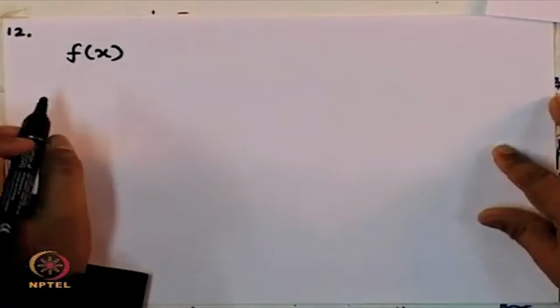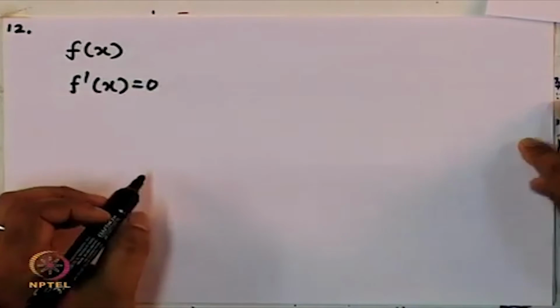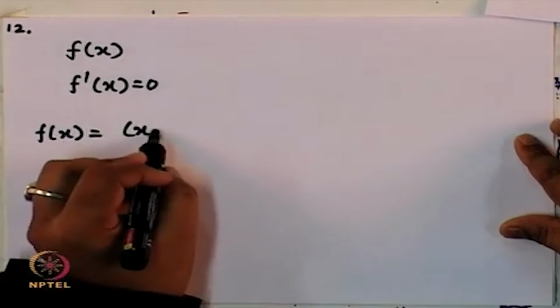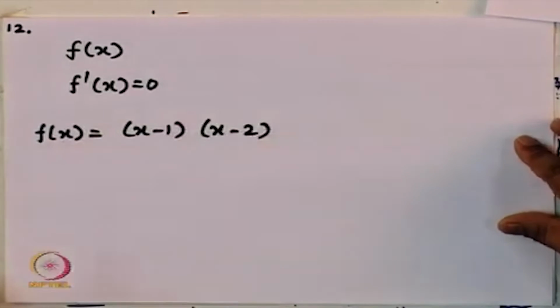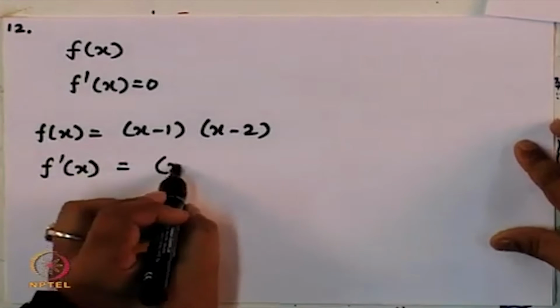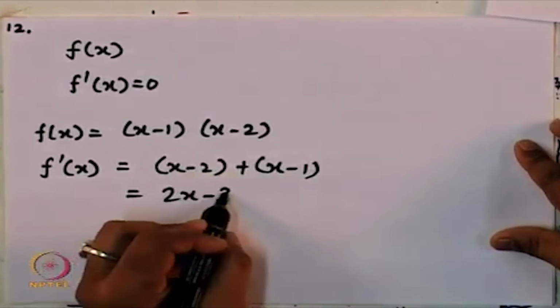If you recollect, in class 12 standard calculus, what you did was, if you had a function f of x, in order to minimize it, you set f prime of x equal to 0. So, let us take a sample example. Let us say f of x is equal to (x minus 1) into (x minus 2). What is the value of f prime x? It is x minus 2 plus x minus 1, which is equal to 2x minus 3.